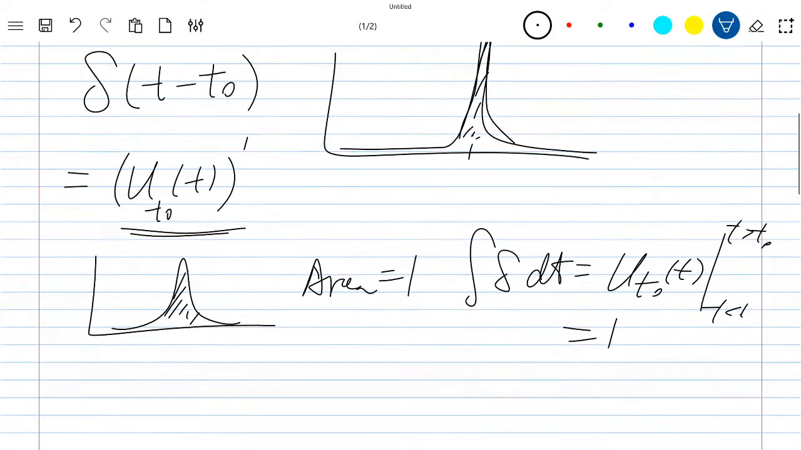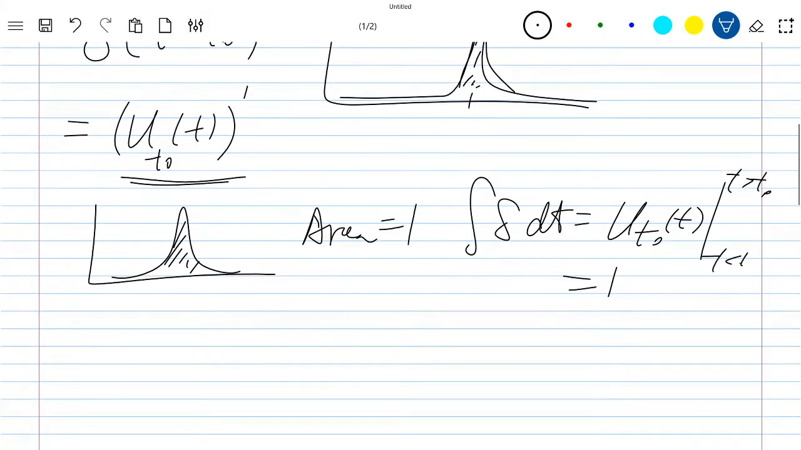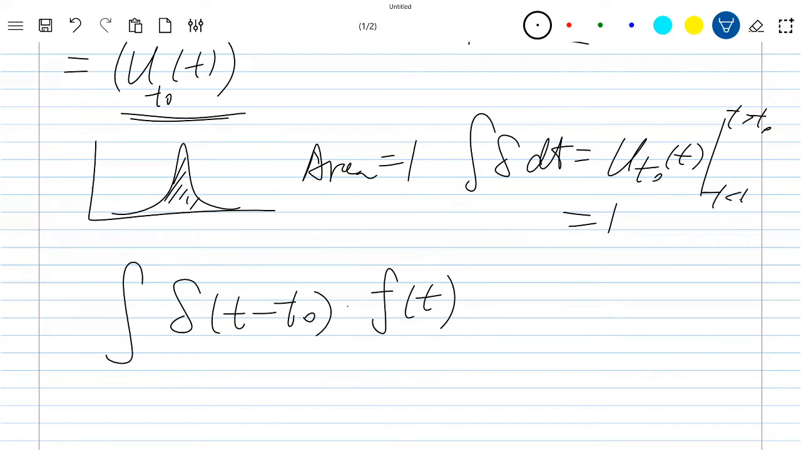Okay, but this still is heuristic because this delta function only has one point that is infinite. Everything else is 0. So a more useful property of the delta function is this. If you integrate a delta function with a continuous function, then you get just the function value at that point.